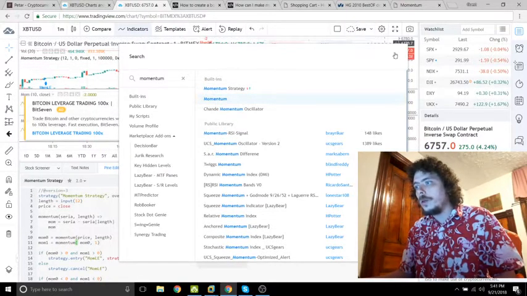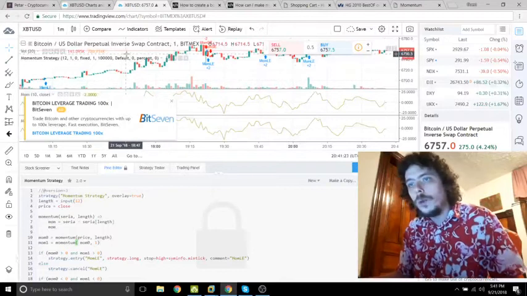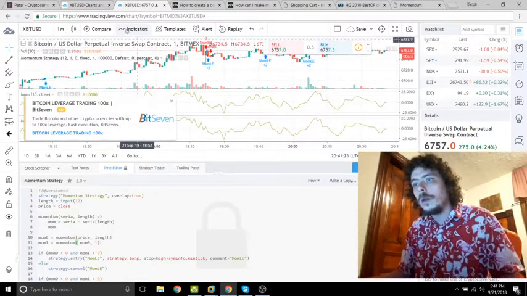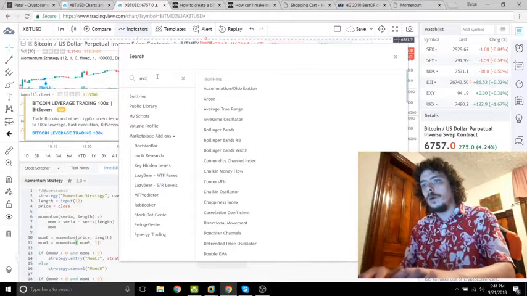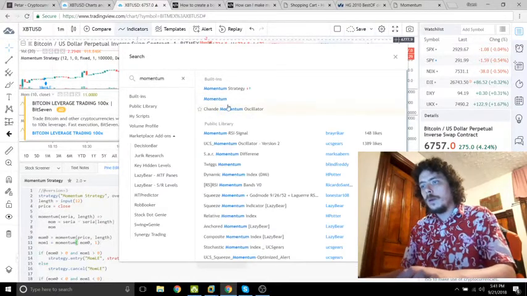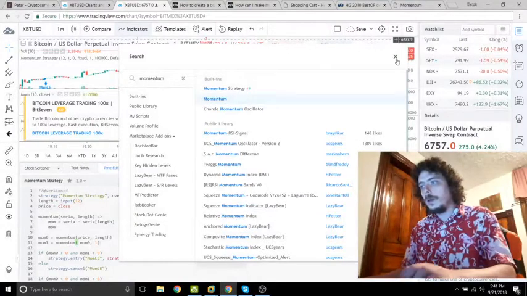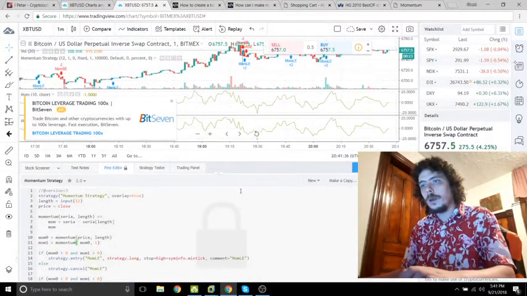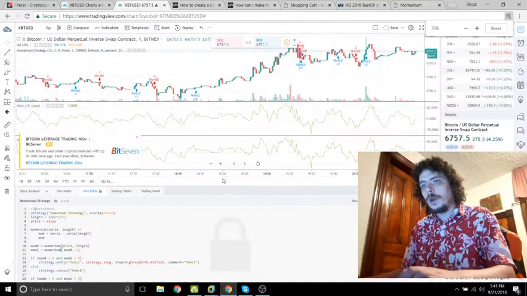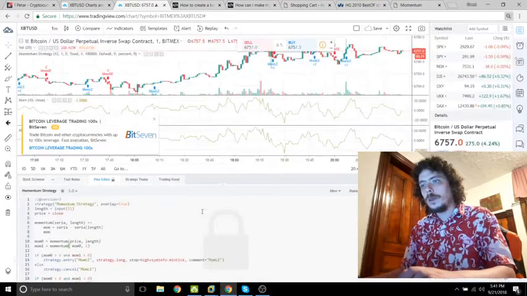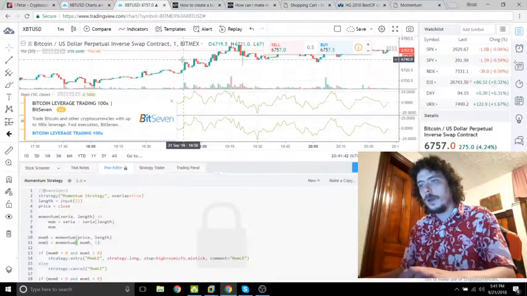I don't think we can do the second one actually with one on the. What just happened? Momentum. Whoops, not what I wanted to do. What did I do? I broke it. How many indicators do I have on this thing? Okay, apparently in my free version of TradingView, I can't have more than one indicator. So let's try this again.